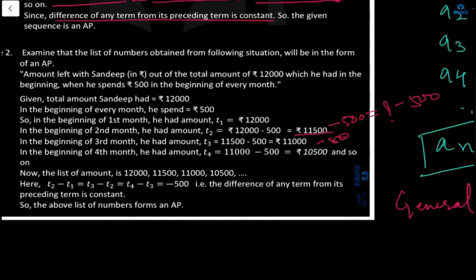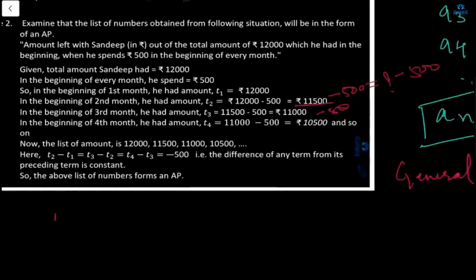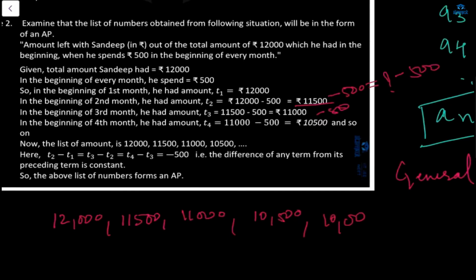Okay, that is minus 500, you can say. Because the first term, the initial term in the series, was 12,000. Now the next term in the series is 11,500. Now the next term is 11,000. Now the next term is 10,500. Now the next term, what will it be? It will be 10,000. You can see they are forming an AP.